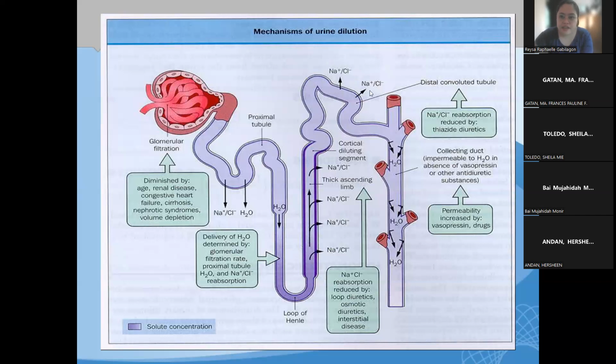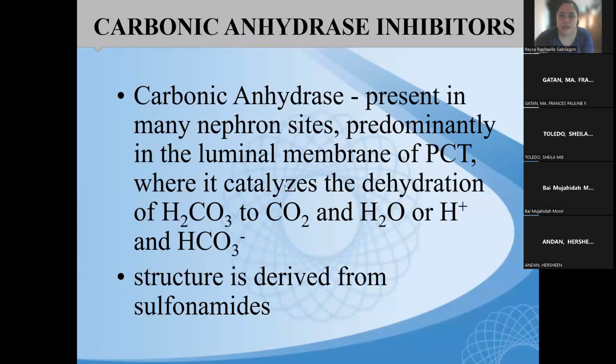And then here on the distal convoluted tubules, we have the thiazide diuretics. Thiazide diuretics inhibit sodium chloride reabsorption in this part. And lastly, we have here on the last part, the collecting duct, which is connected to our urinary bladder. This is where our potassium-sparing diuretics take effect. They inhibit sodium and water reabsorption here. Okay? So again, those are the most important things that you need to know.